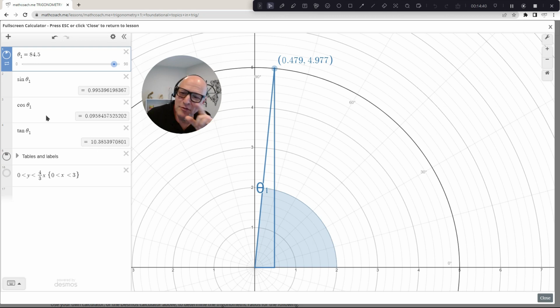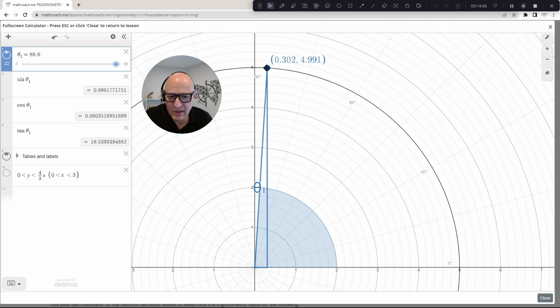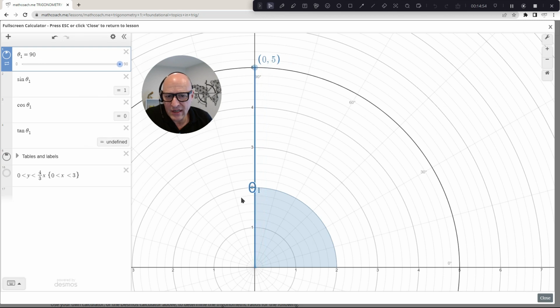On the other hand, for our cosine ratio, it is approaching 0 because this adjacent side is approaching 0. And 0 divided by 5 will be 0, right? And let me just cut to the chase and get right there. We see that our sine ratio is at its maximum of 1 between 0 and 90 degrees, okay? That is because the opposite side, 5, is equal to the hypotenuse. 5 divided by 5 is 1.